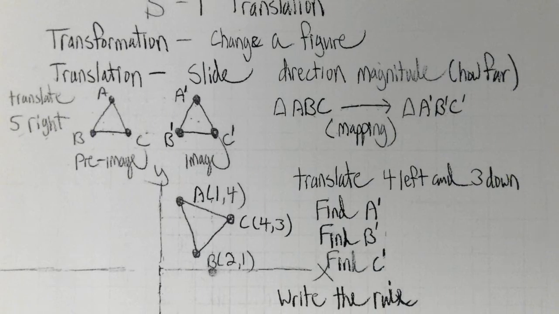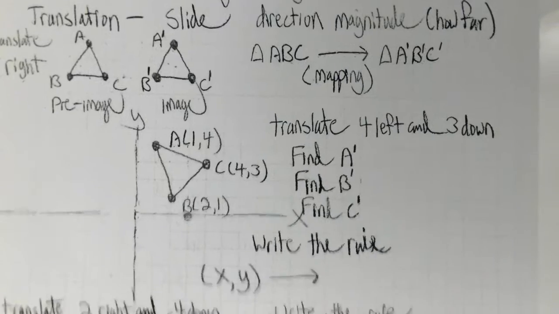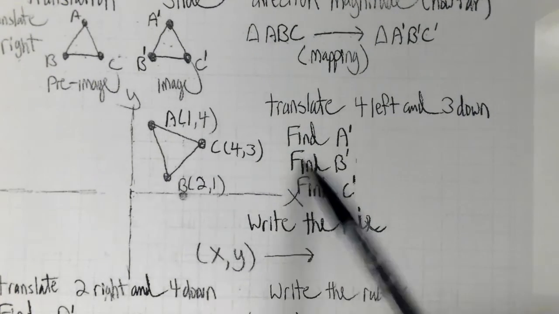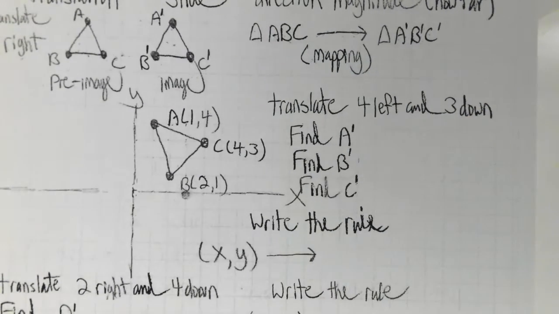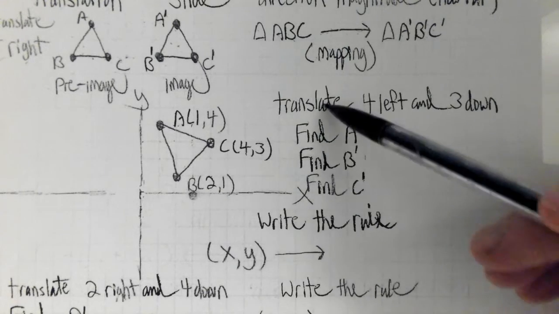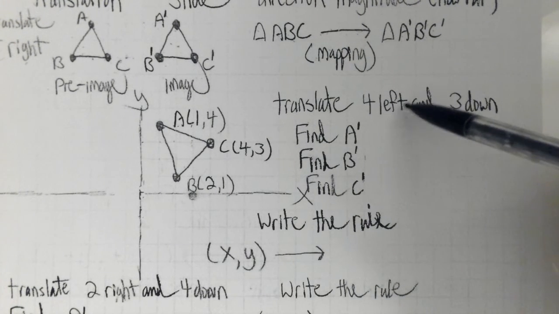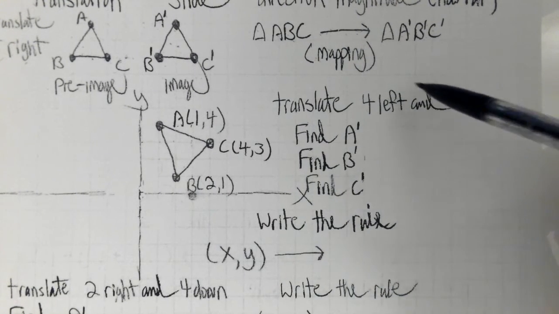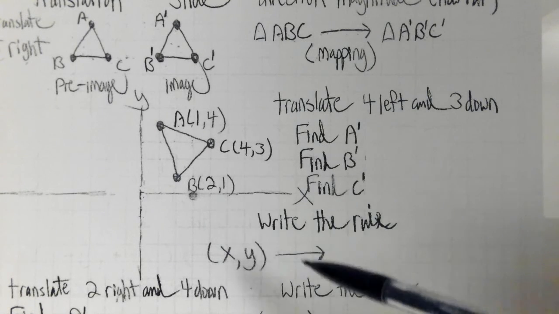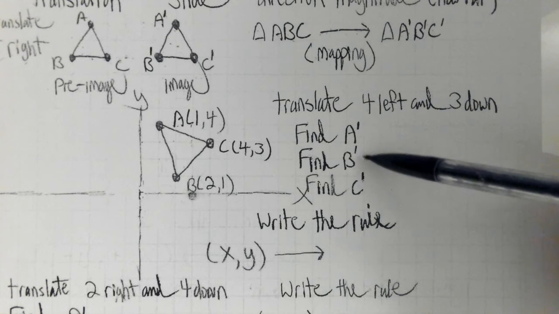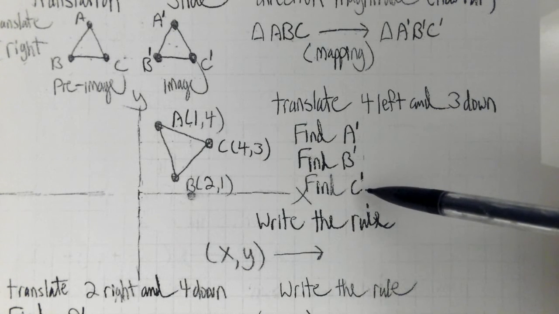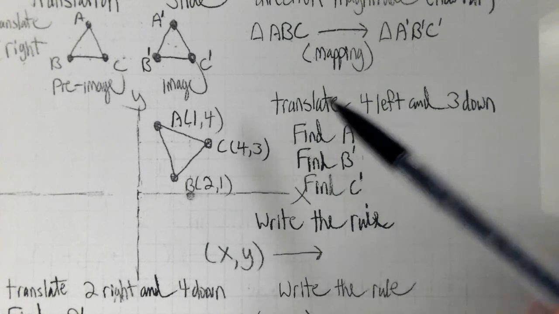Okay, so let's actually try one. Let's say I want to take this triangle, and the coordinates of the points are listed out. Let's say I want to translate this thing 4 left and 3 down. That's my translation. After that happens, I want to find the coordinates of the 3 prime points after the movement 4 left and 3 down.